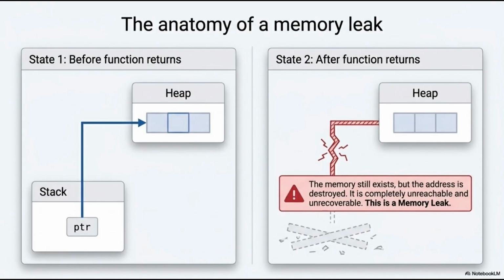Imagine you have a pointer on the stack, happily pointing to a block of memory you claimed on the heap. Great. But when that function returns, the stack clears automatically, meaning your pointer just vanishes. But that heap memory, it just sits there. The address is destroyed, the bridge is burned. You can never reach that memory again to use it, and you can't free it. It is entirely lost to your program.